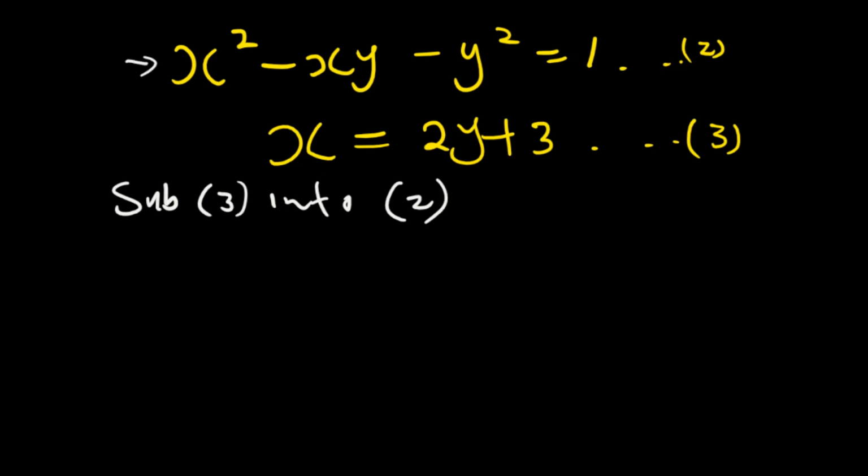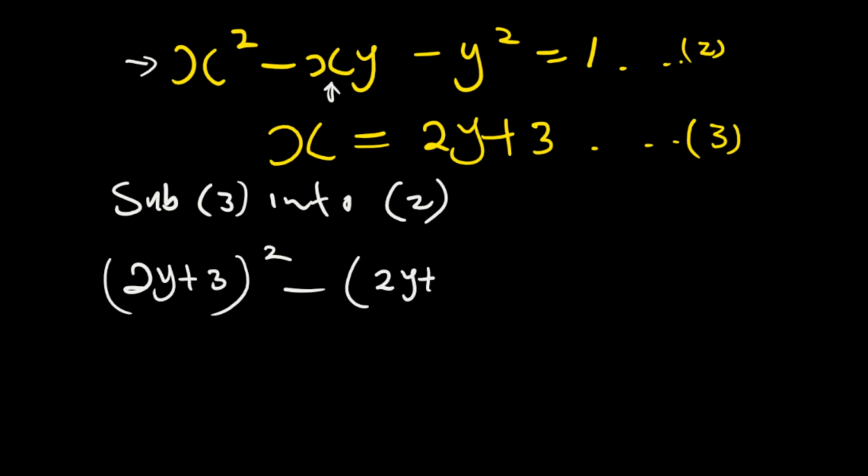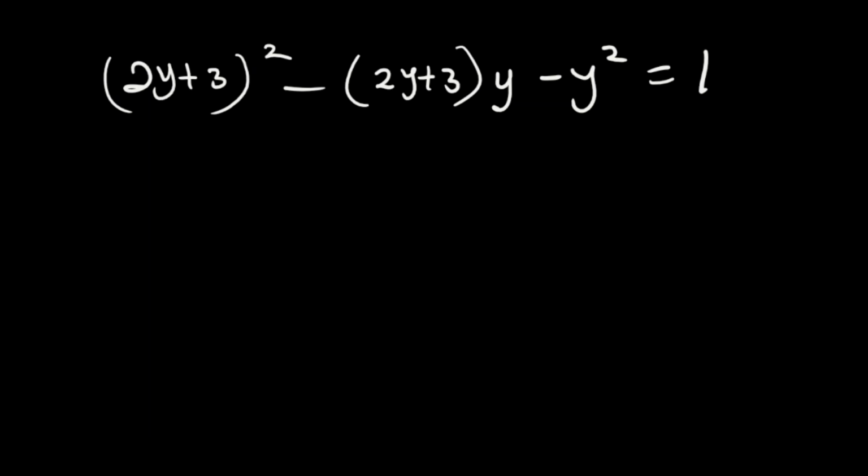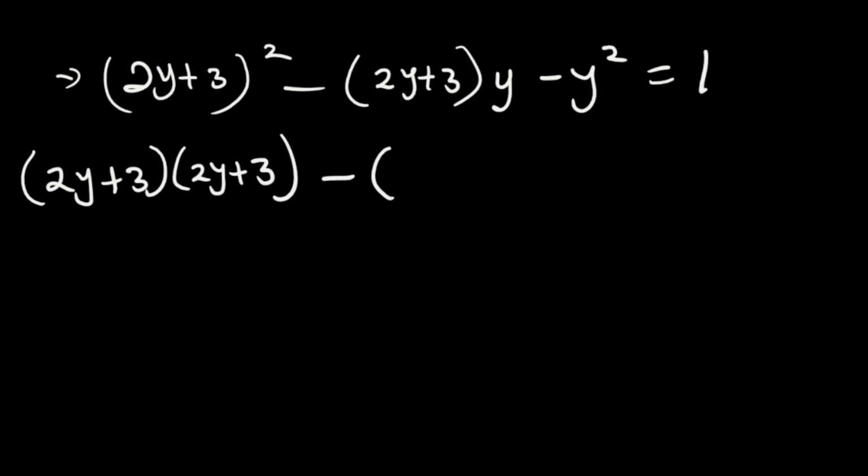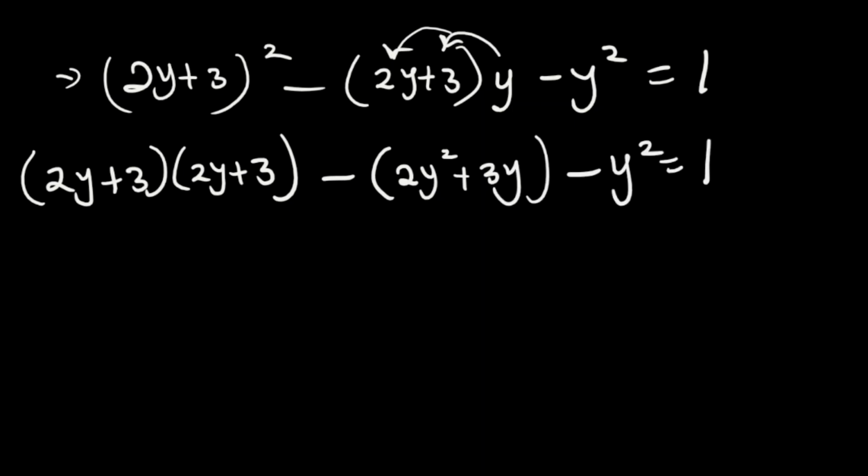So whenever you see x, you're going to put 2y plus 3. Just by looking at equation 2, we're already starting with x squared, right? So you're going to put 2y plus 3 all squared minus, and here also you're just going to put your 2y plus 3 and then multiply by y, and then minus y squared is equal to 1, right? And then from here you can solve for your y. So we're just going to expand this. It's going to be 2y plus 3, 2y plus 3 minus, and then here we're just going to multiply through inside. So you have 2y squared plus 3y minus y squared is equal to 1.